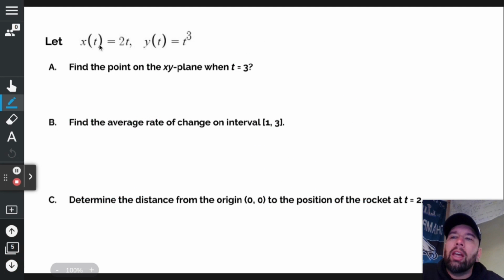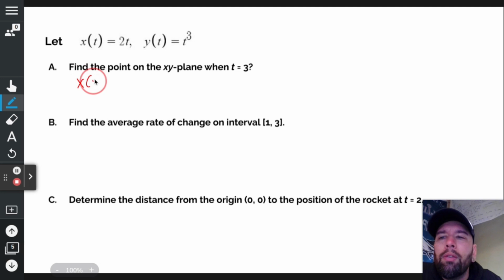All right, so here's a pair of parametric equations. We have 3 parts to this. So part 1 is let's find the point on the xy plane when t is 3. So very similar to what we saw in that first example that we did, where you pick a t and you use that t to find both your x and your y. So the t that we're picking is 3.